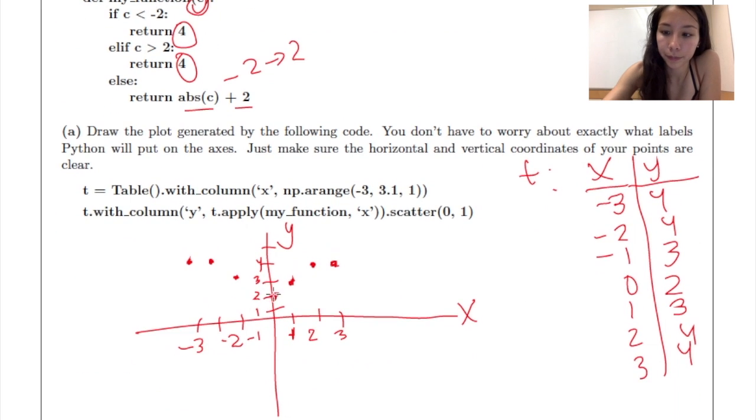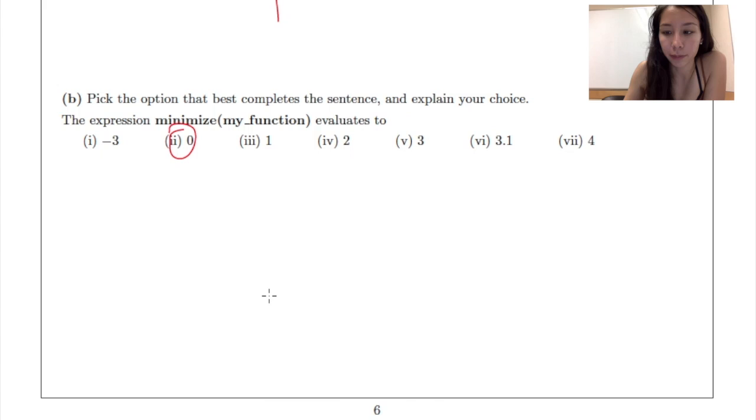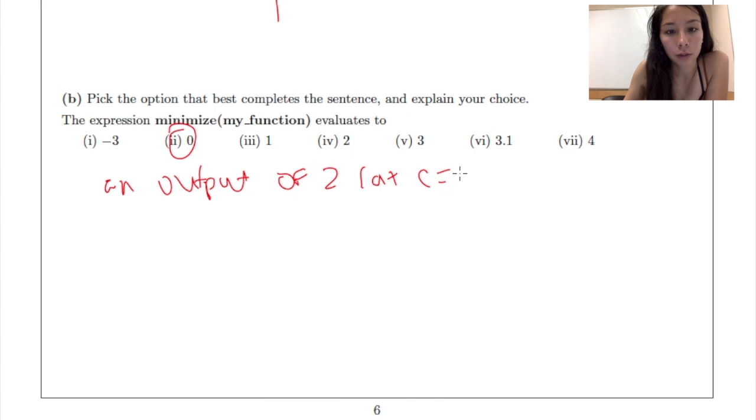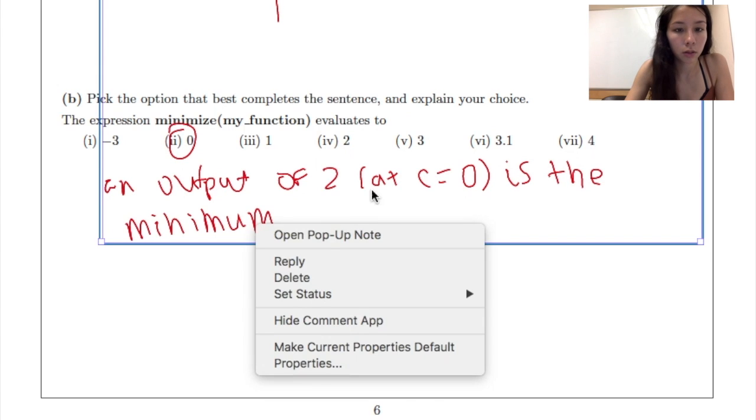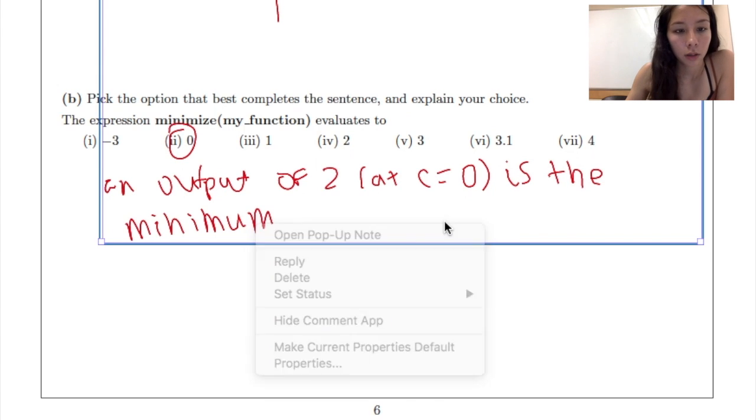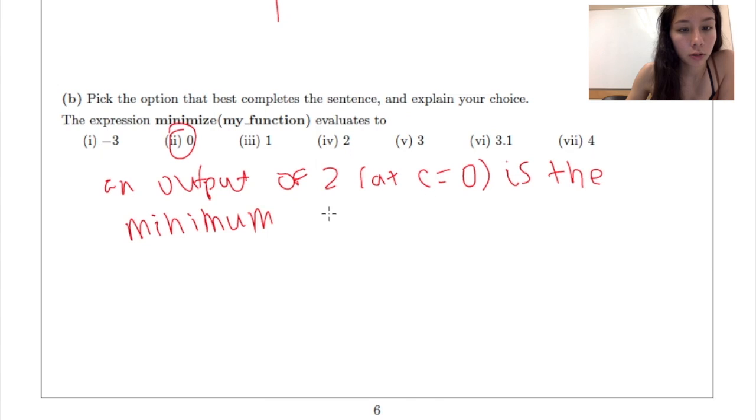So basically I already explained that, but an output of 2 at c equals 0 is the minimum output for this function.